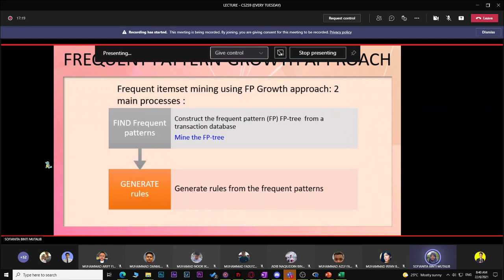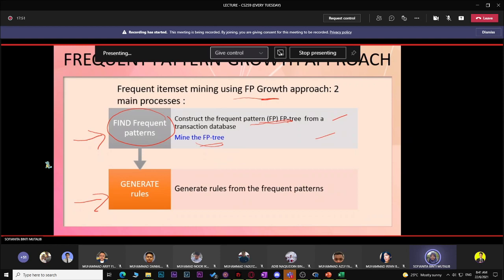Please have a look at the process involved in the frequent pattern growth. The basic process will be the same, meaning the first process is to find frequent patterns and then generate rules. But if you look at the process here, the activity will be different. First, the activity involves constructing the frequent pattern tree and then mining the frequent pattern tree. So there are two sub-processes for the frequent patterns.